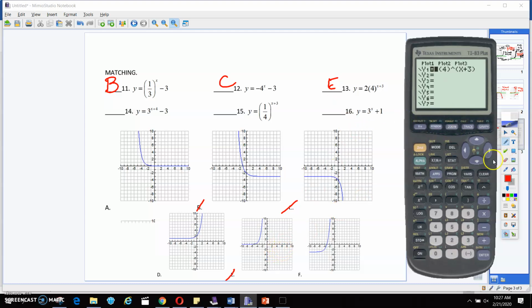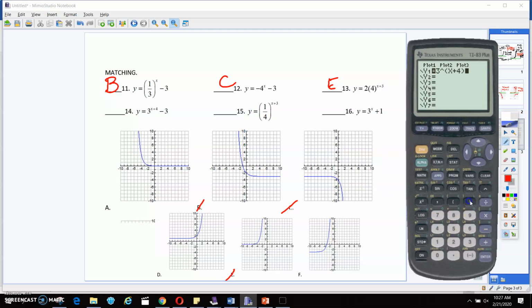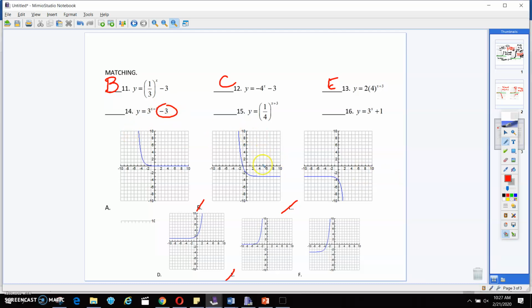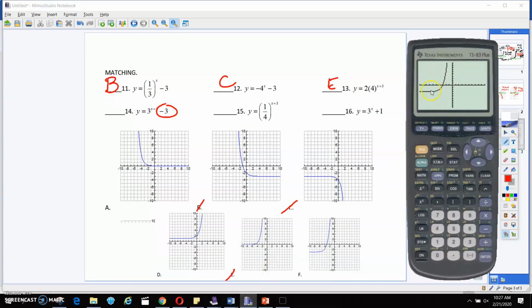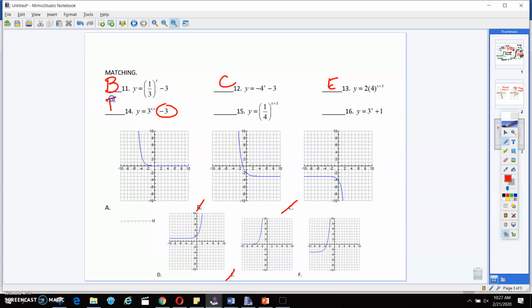All right, let's try 14. Okay. 3 to the x plus 4 minus 3. I'm going to hit graph. And before I even graph it, I know I'm going to have a horizontal asymptote at negative 3, right? But that means that my graph is going to be F for sure, because that's a horizontal asymptote at negative 3.